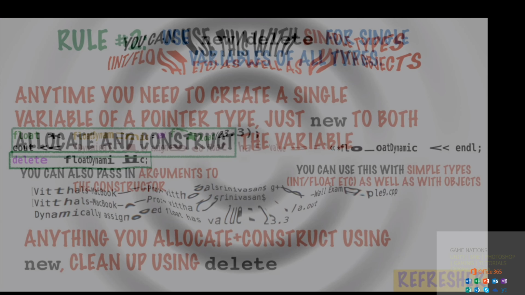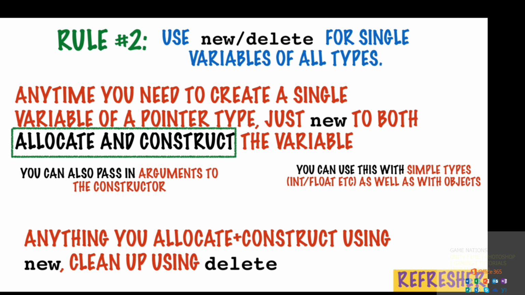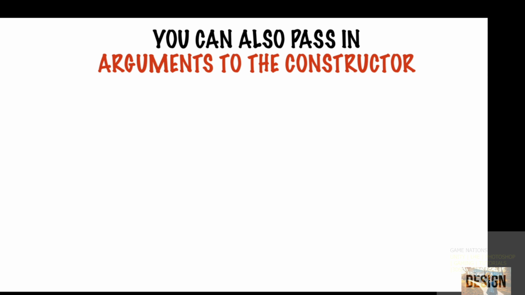Let's look at one more example where we use new and delete to allocate and construct variables of a single type, of a pointer type. We've noted that you can also pass in arguments to the constructor. You can use it with simple types as well as with complex user-defined objects. And anything you allocate using new, you clean up using delete. So anything you allocate plus construct using new, you clean up using delete.